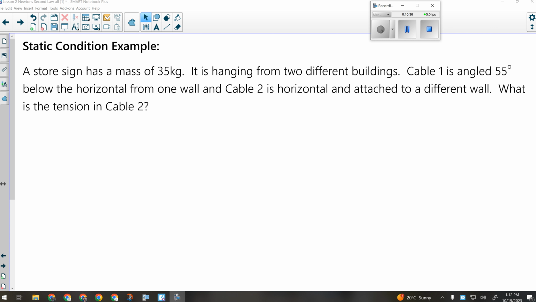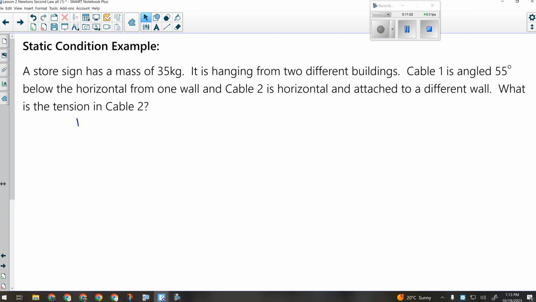In this situation, they said the sign is hanging from two different buildings. Hanging does not mean falling. Hanging does not mean being lifted. It means it is suspended. Suspended means it isn't moving. So cable 1 is angled 55 degrees below the horizontal from one wall, and cable 2 is horizontal and attached to a different wall.